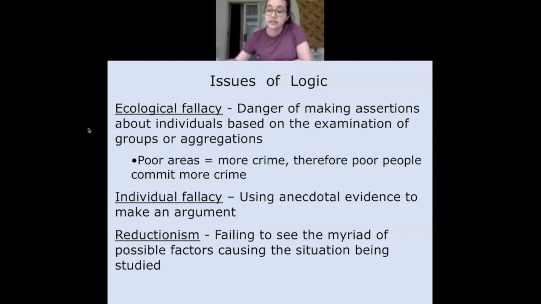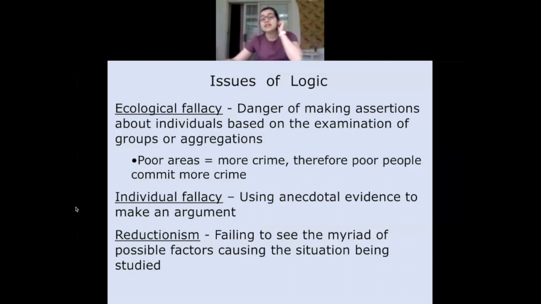We can't take a unit of analysis that is larger and then make a generalization about the individuals within it, right? Instead, if we did an analysis about individuals and we did find that poor people committed more crime, then we could say that. But it's an ecological fallacy to try to make assertions about a smaller unit of analysis when we're actually looking at a larger one, because the characteristics that we are finding are attributed to the neighborhood, not the individual.